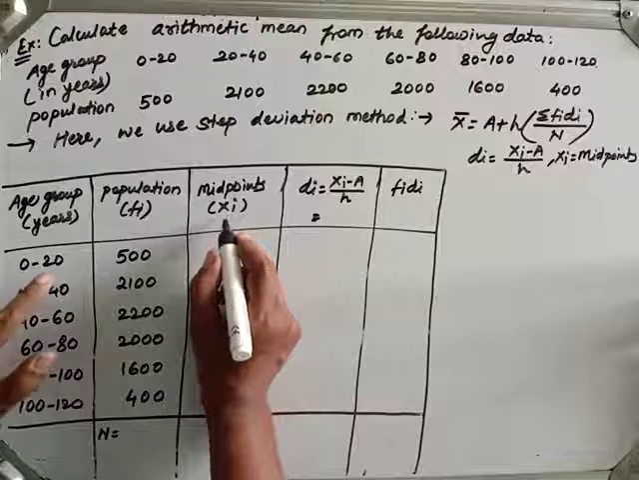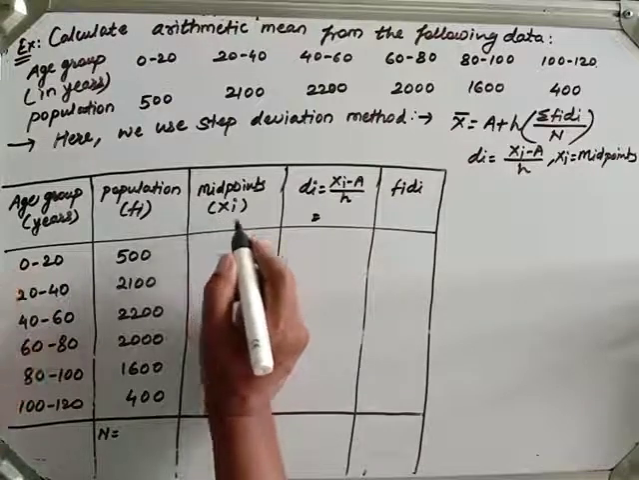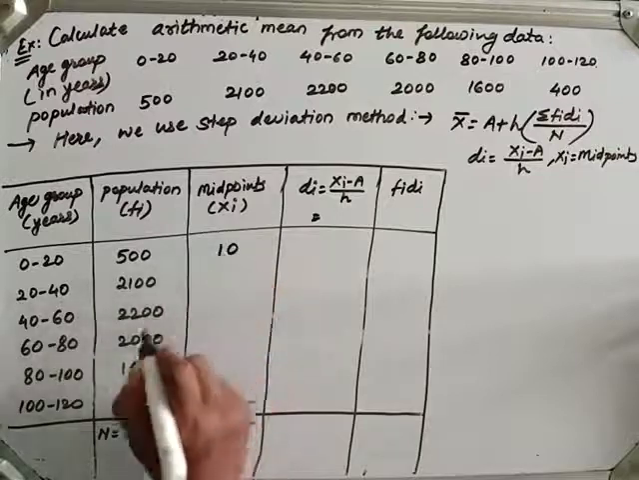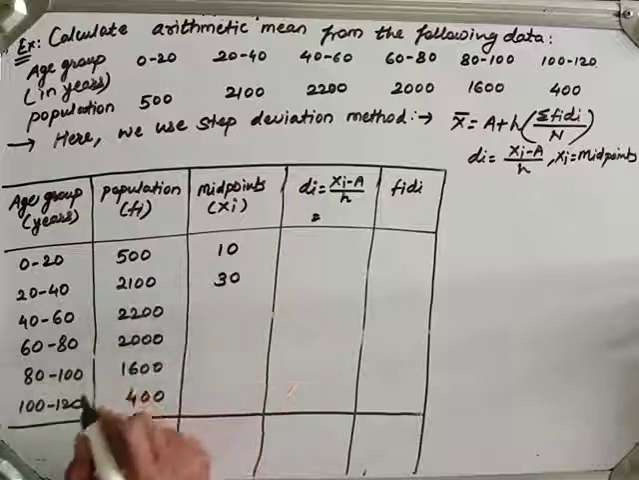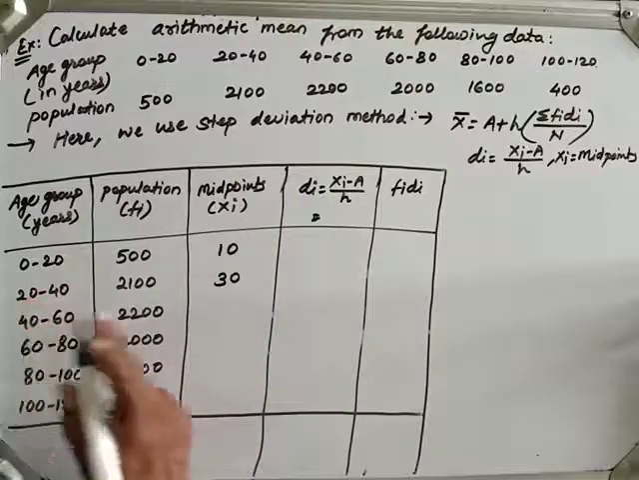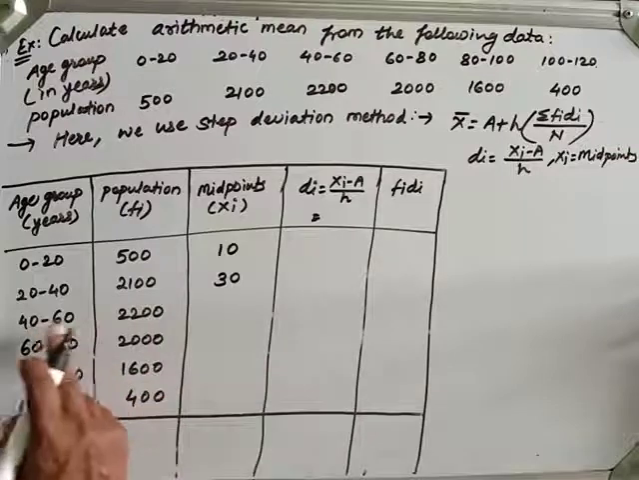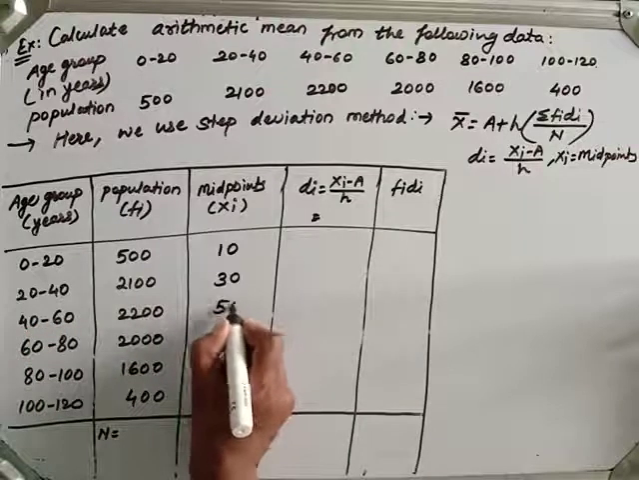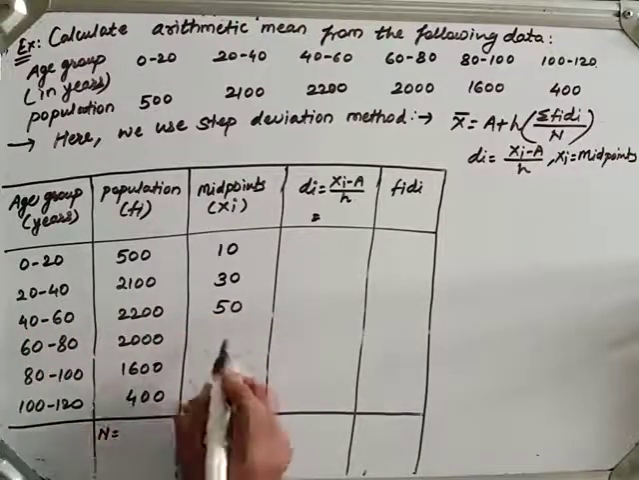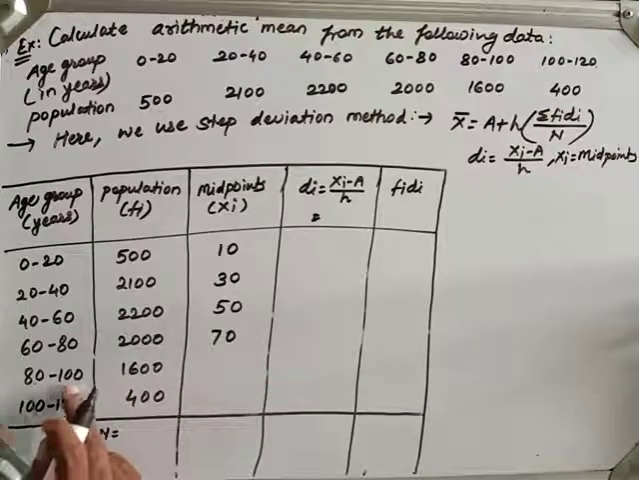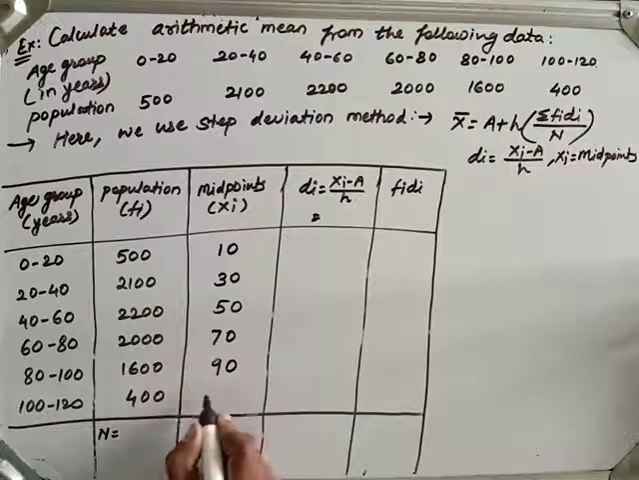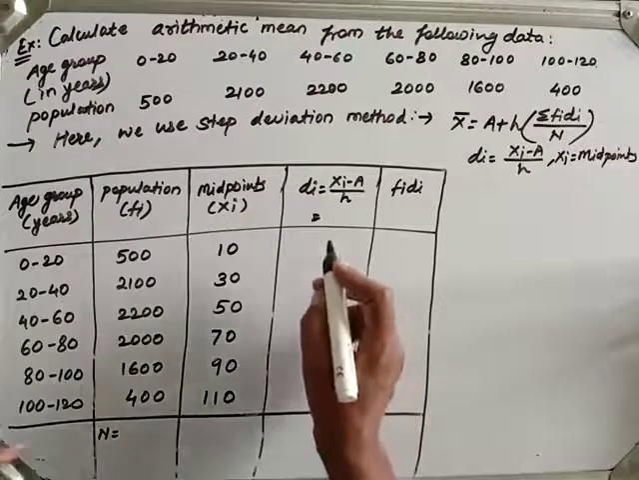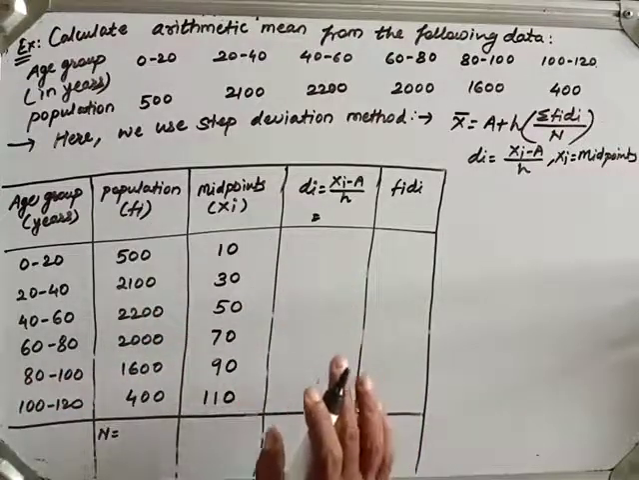Xi, so midpoints. Here 20 plus 0 upon 2, so the midpoint is 10. Here the midpoint is, what? 30. The addition will be 60 upon 2, so 30. This addition is 100 upon 2, so 50. This addition is 140, so midpoint is 70. This addition is 180, so midpoint is 90. This addition is 220, so midpoint is 110.